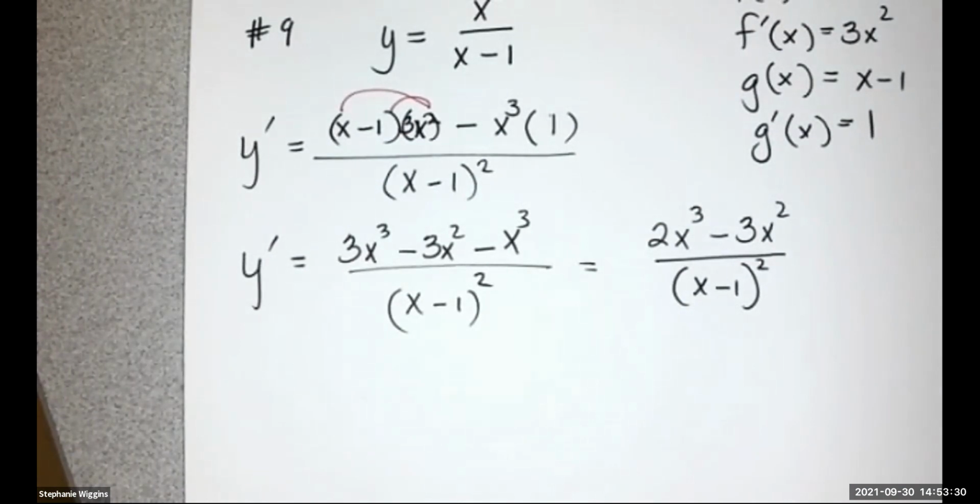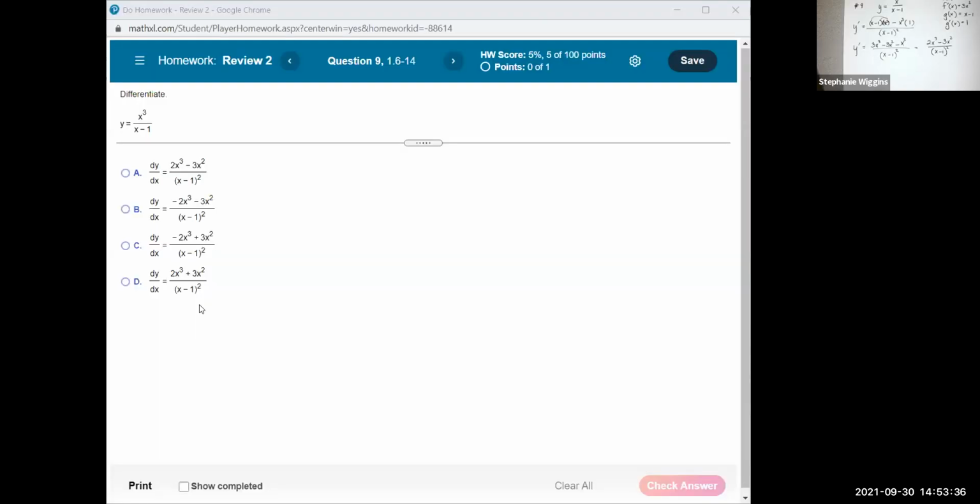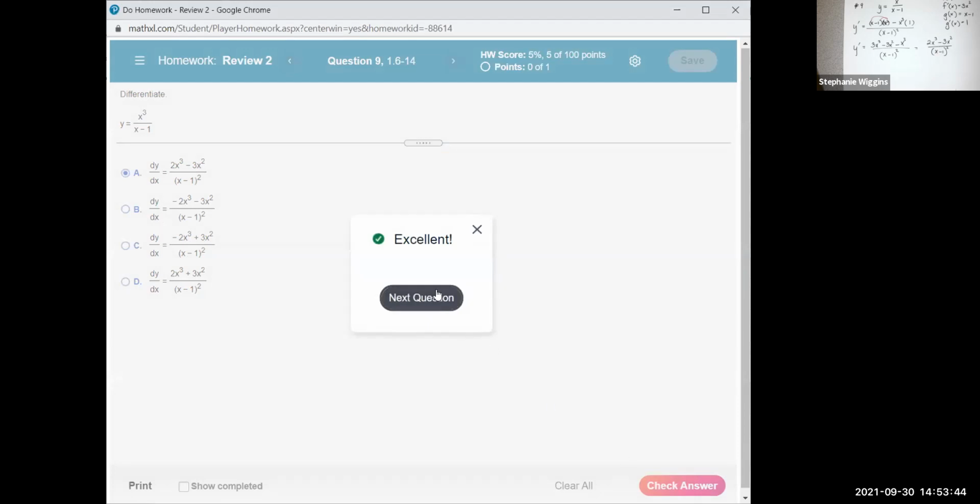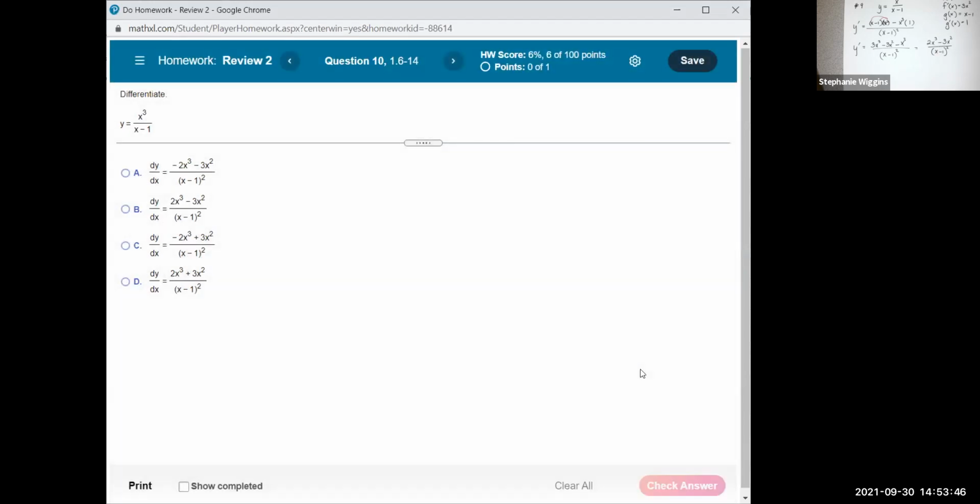And sometimes it helps to look at the choices first before you simplify it, so you can kind of guide your simplification. So here we have the 2x cubed minus 3x squared. Here it looks like A is the correct choice. For some reason, this one ended up in there twice, so we already know the answer to that one.